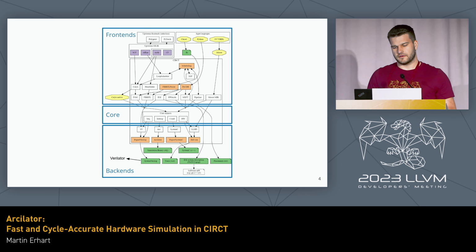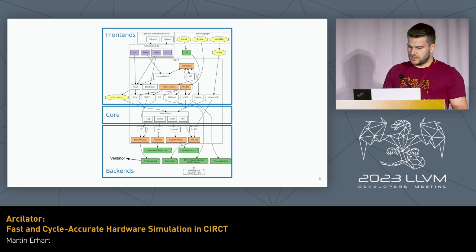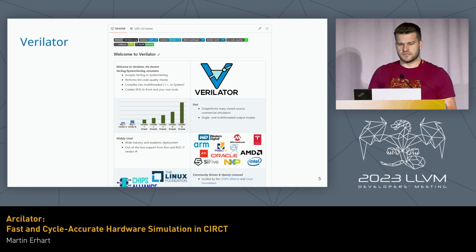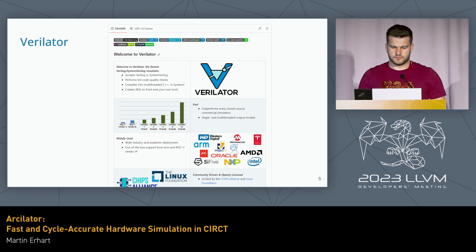ExportVerilog, which is the only production-ready backend to print the core dialects to SystemVerilog and use it in external tools like, for example, Verilator, which is an open-source cycle-accurate simulator. And now also Arcilator, which we're going to talk about in this talk. Verilator is a really great simulator that claims to be very fast and is widely adopted.